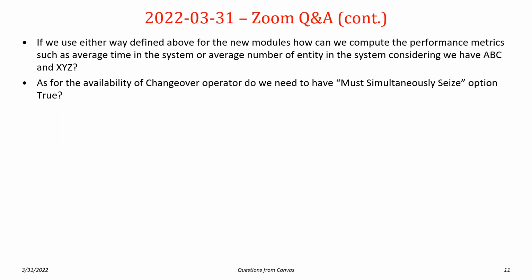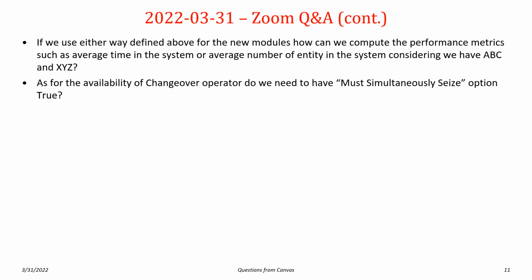And then lastly, for the changeover operator, do we need to have the must simultaneously seize option true? Once again, this is a question for you. So should you or should you not? Well, you should try it. What's the impact? I assume the root of this question is when we need the secondary resource, we have two resources: a station and then the operator. There's a must simultaneously seize option that basically says if one's available and the other one's not, don't seize it. The default behavior is seize one and then seize the other.